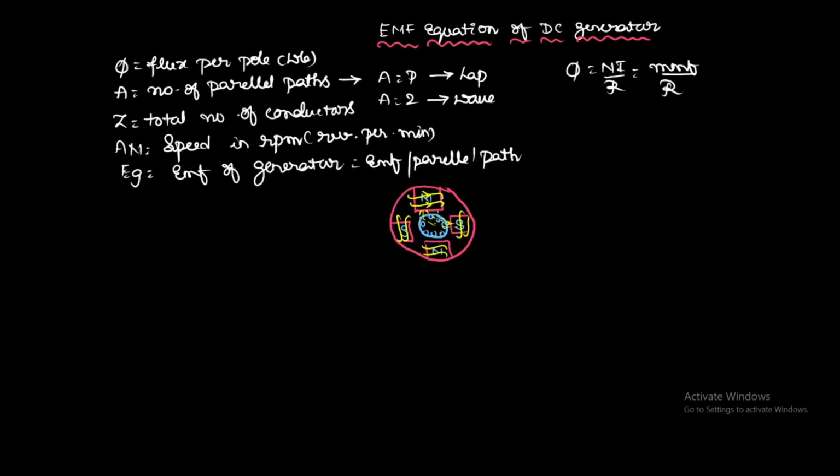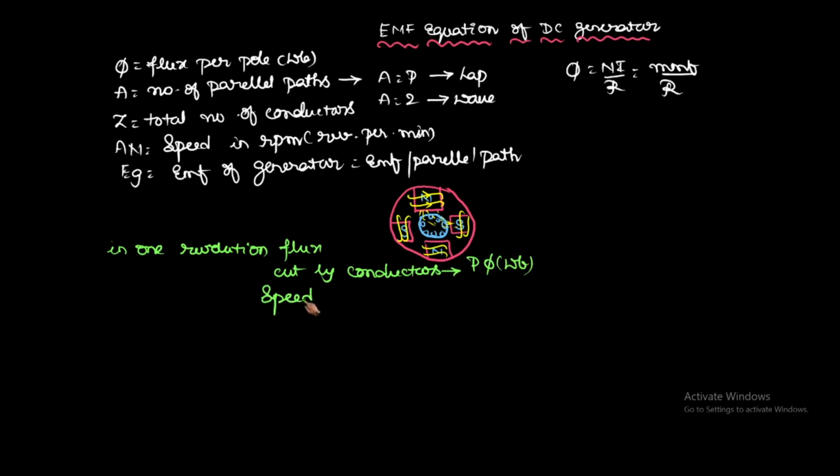Okay, so in one revolution, the flux cut by the conductors is P into phi Webers. The speed is given as N RPM.